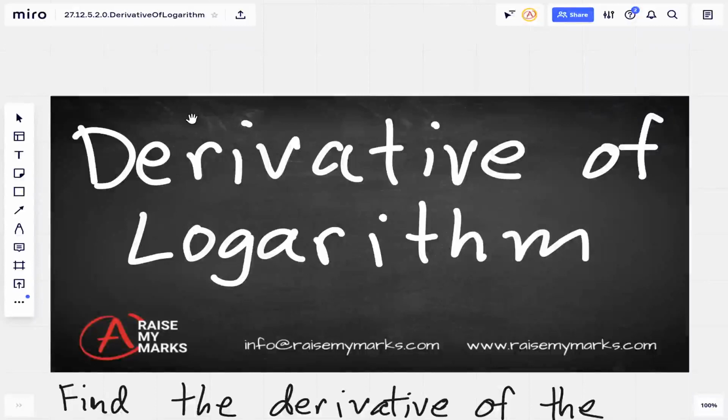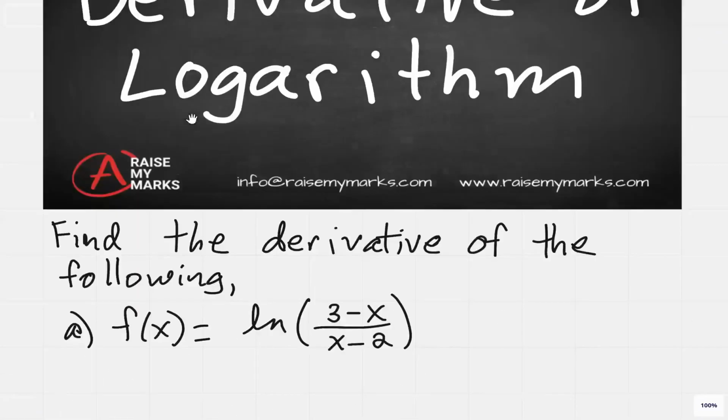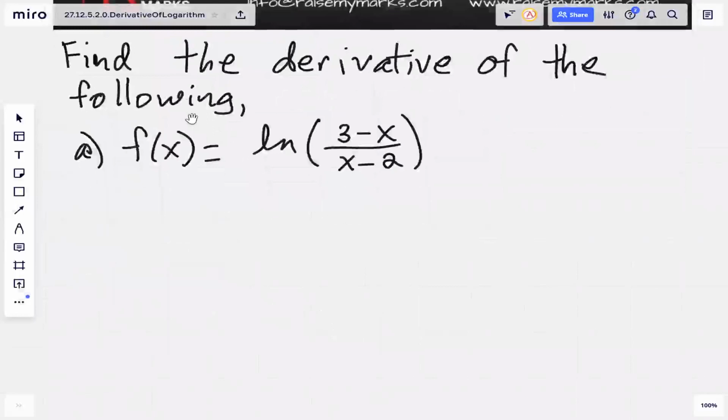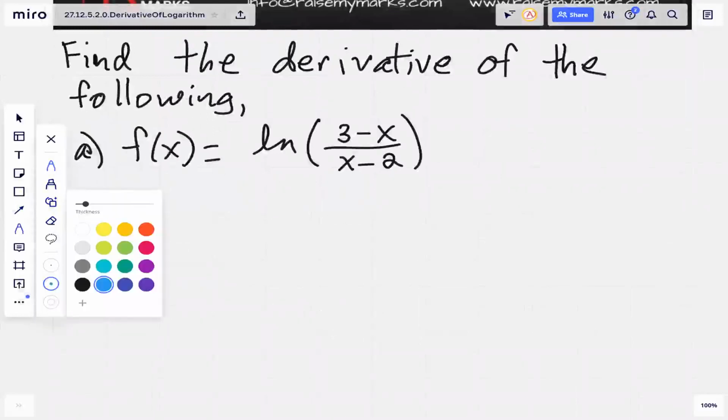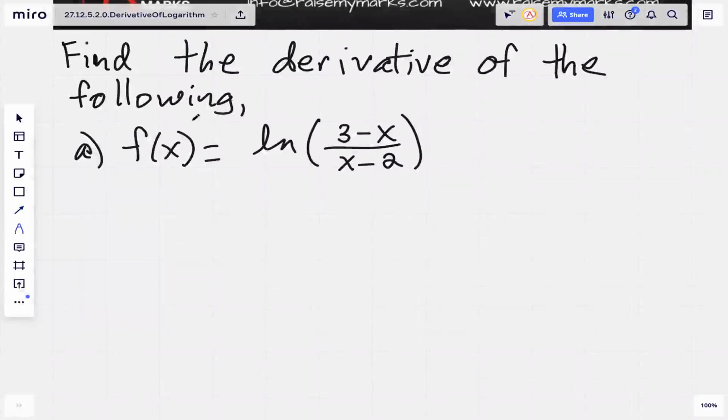So hello, today we're going to be looking at the derivative of the logarithm function. Okay, so let's see what they're asking us to do. Find the derivative of the following functions. All right, let's pick a color. Green. All right, so f of x equals ln of (3 minus x) over (x minus 2).